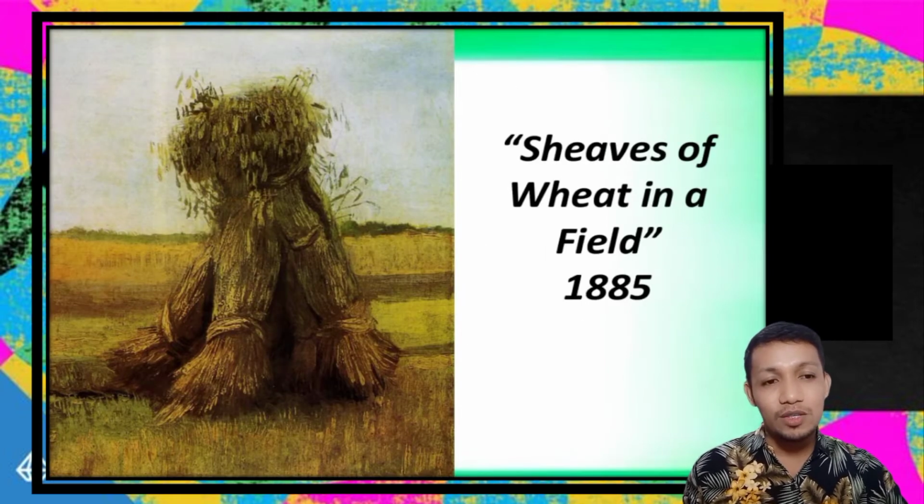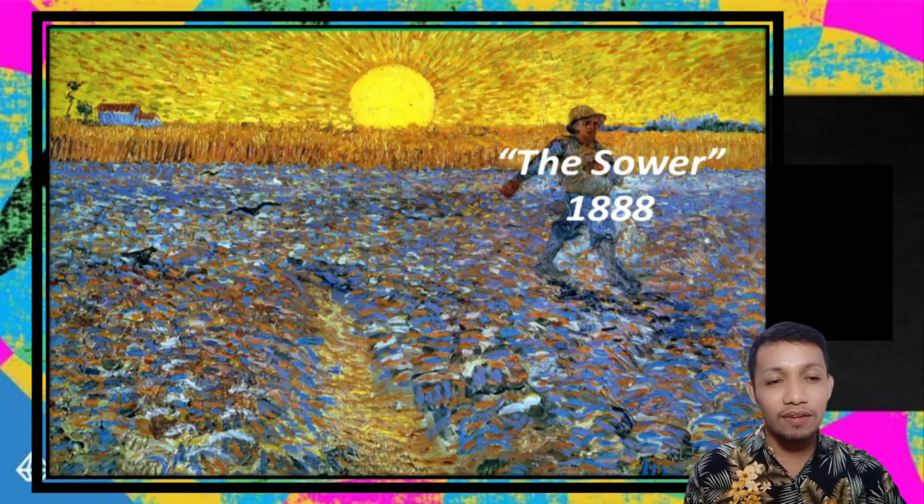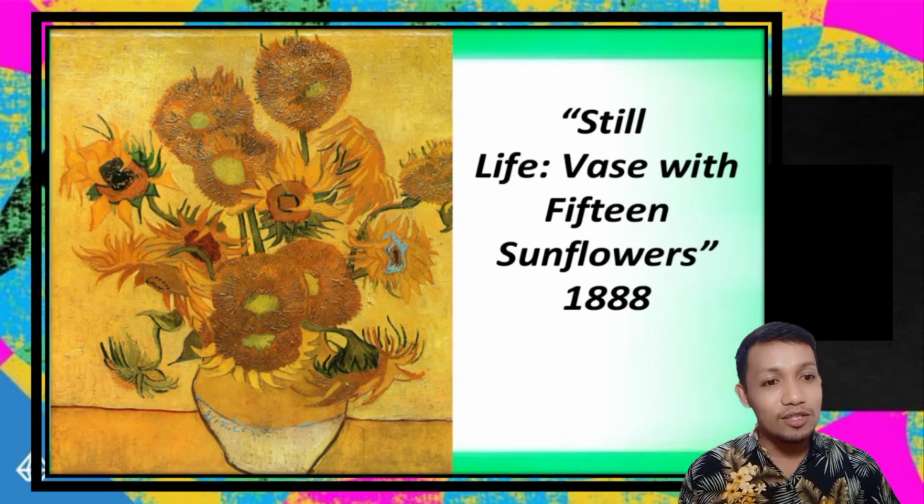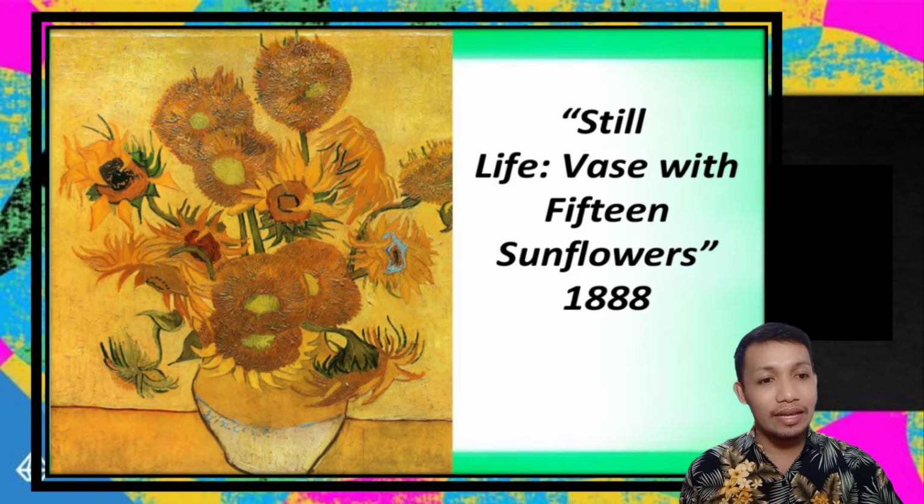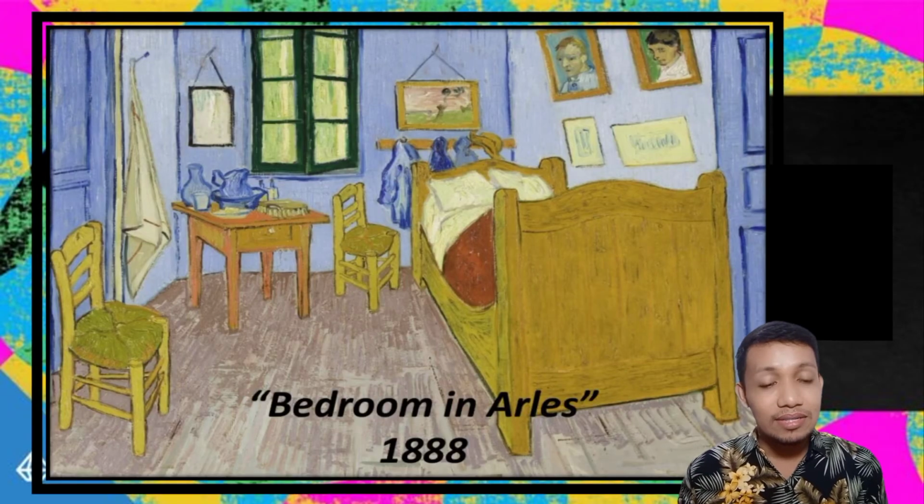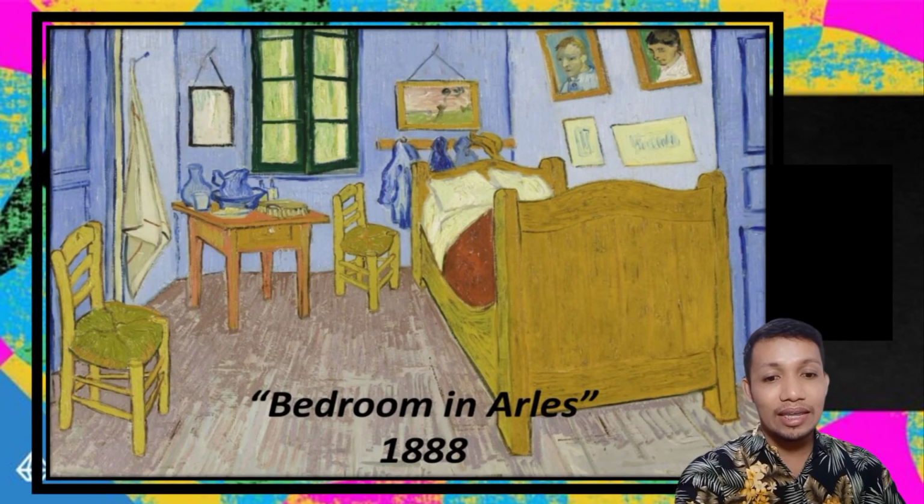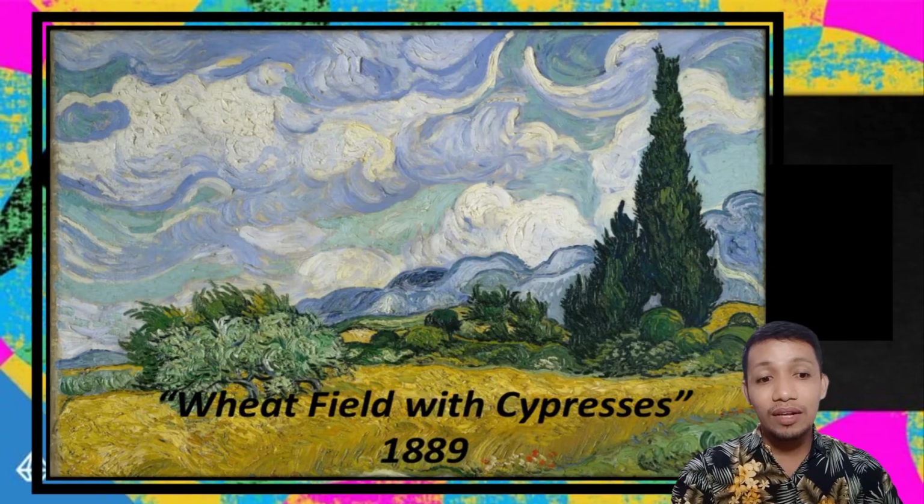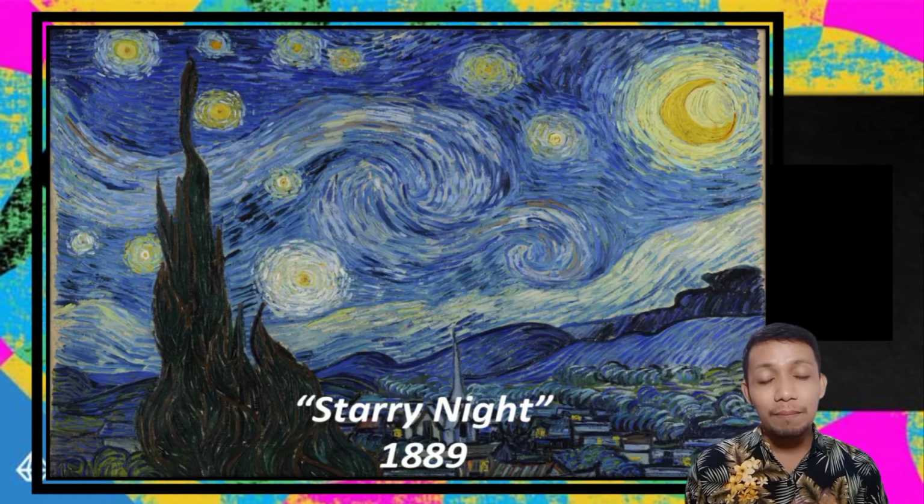One of his works was Sheaves of Wheat in a Field in the year 1885. Another one is The Sower in the year 1888 and Still Life: Vase with 15 Sunflowers in the year 1888. One more is The Bedroom in Arles in the year 1888 and Wheat Field with Cypresses in 1889. And the most popular painting of all time, which is The Starry Night in the year 1889.